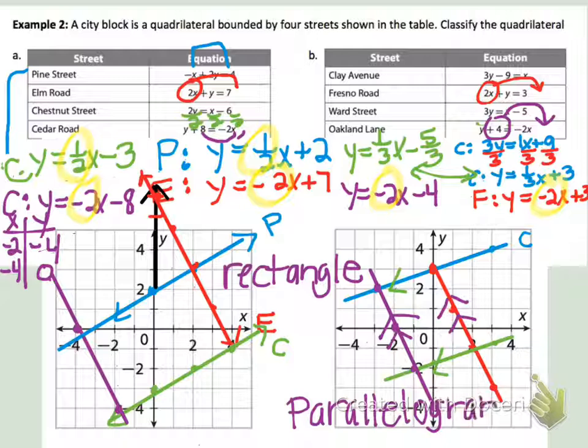All right, so that was a really good review of putting equations in slope-intercept form and graphing as well, and then using the idea of slope to classify a quadrilateral.